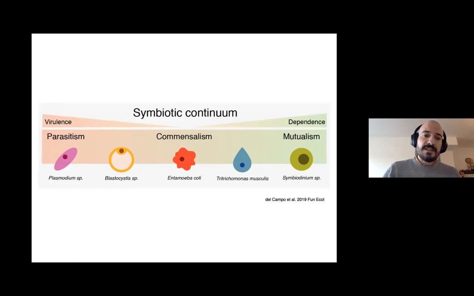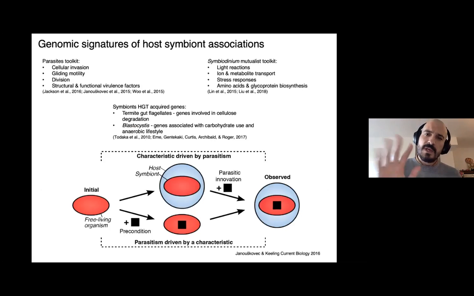An organism that in certain conditions is a parasite, in other conditions can be a commensal, and organisms that in certain conditions are mutualists can become parasites. I'm going to show you some examples, one particular example later. So this was an introduction to the whole concept of the eukaryote. And now, I have a final slide. I'm going to try to go fast with this one.